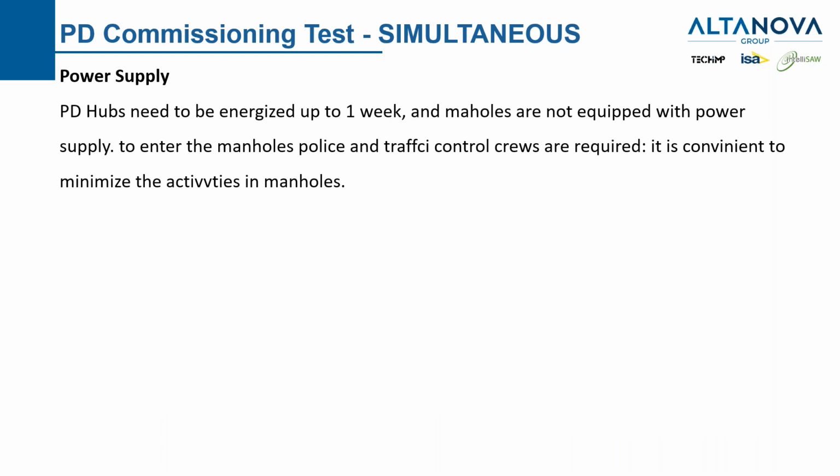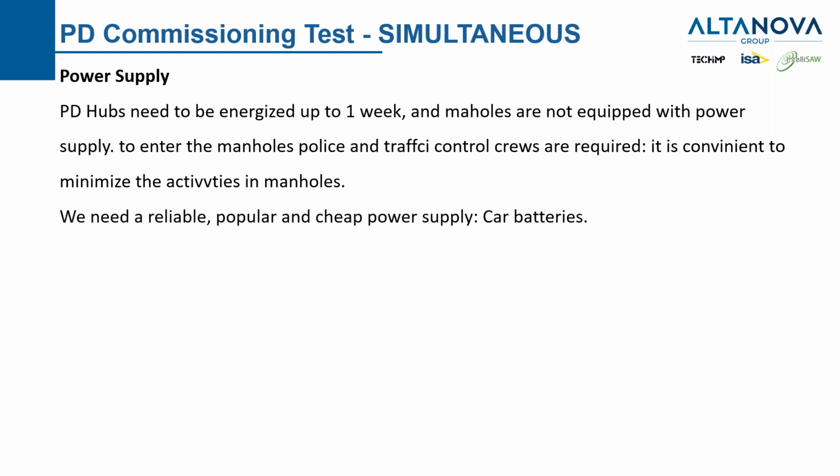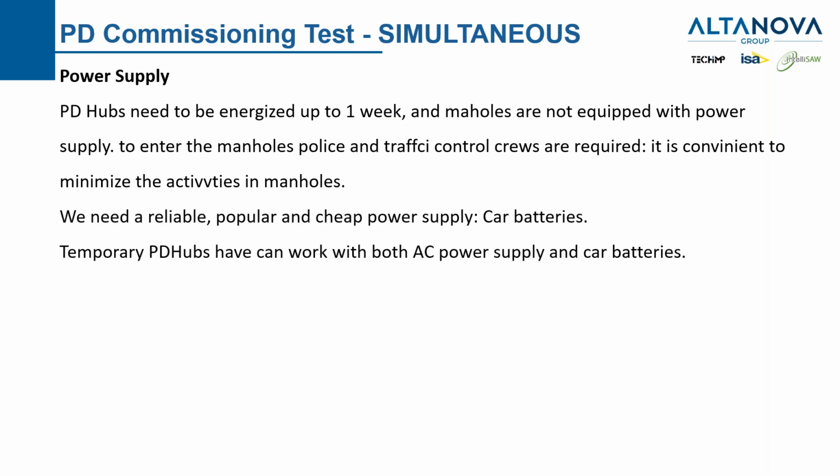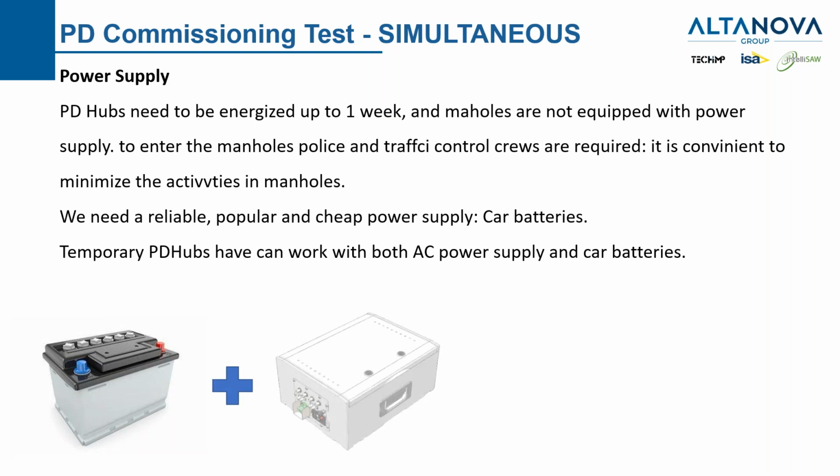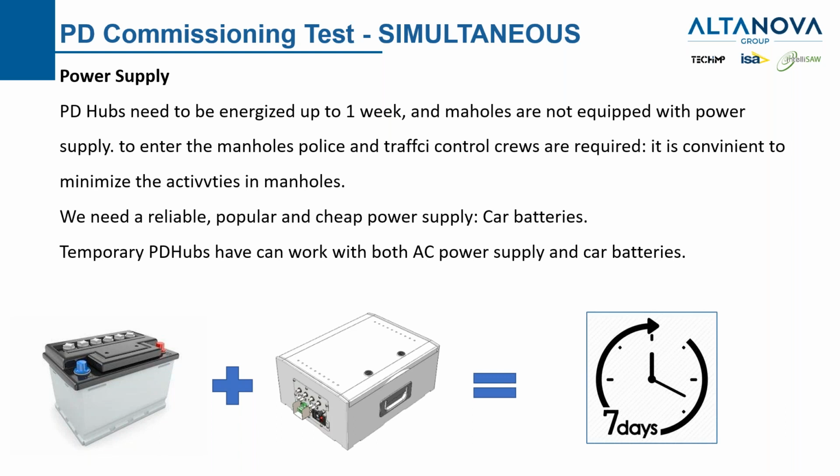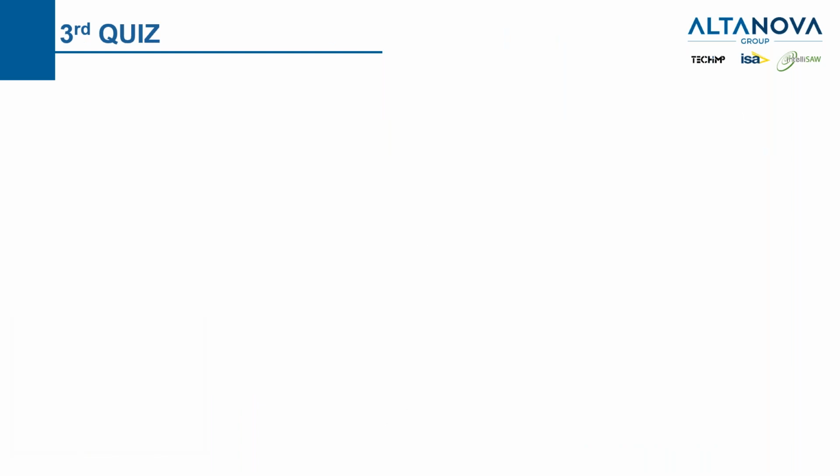Normally, it's hard to have a power supply along the cable circuits in the manholes or in the pits. So the solution we have used is a reliable, popular, and cheap power supply. The car batteries were our best solution. We can use the car batteries with our temporary PD hubs, and depending on the battery used, we can have 6 to 10 days of stamina to work. That's very useful because we will have the installation of the testing instrument, then we can run the test for 1 week, whatever is required, and then we can remove everything.